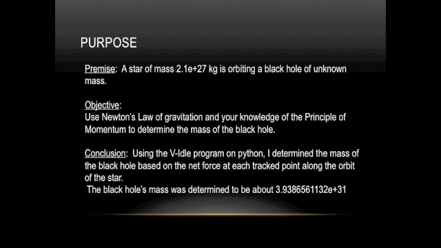In this lab, we are given the data position points of a star of mass 2.1 times 10 to the 27th kilograms. Using these position points, we are supposed to determine the mass of a black hole using Newton's law of gravitation and our knowledge of the principle of momentum. I did this using the VPython program and determined the mass of the black hole to be 3.939 times 10 to the 31st.